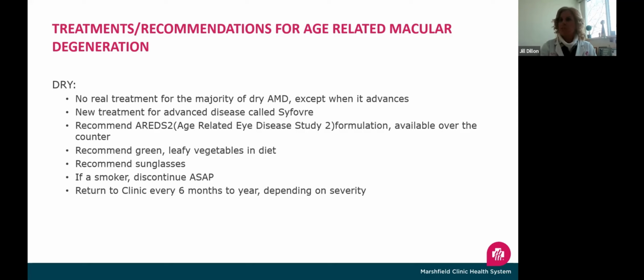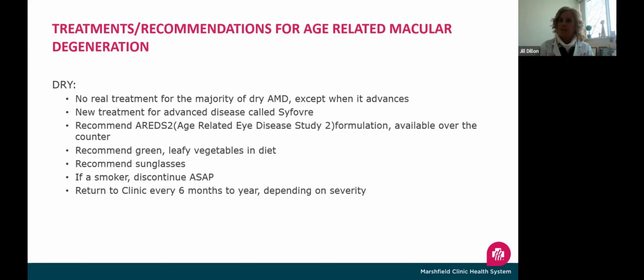We also recommend green leafy vegetables. Now, some of you may be on blood thinners and maybe your doctor told you not to eat a lot of green vegetables. And that's true. But in a case of somebody who isn't on those medications and can do this, we do recommend those green leafy vegetables. So what are green leafies? Kale, spinach, romaine, lettuce, broccoli, all of those type of things.